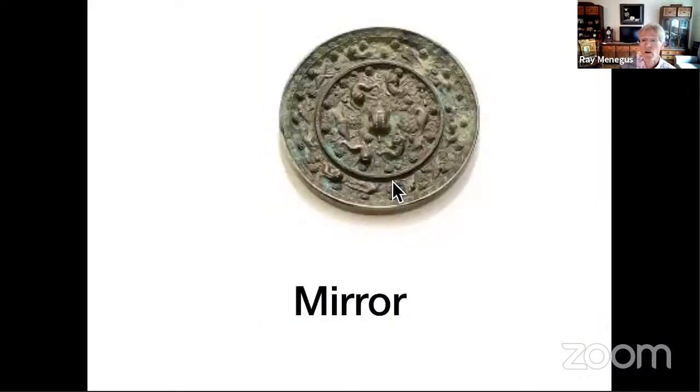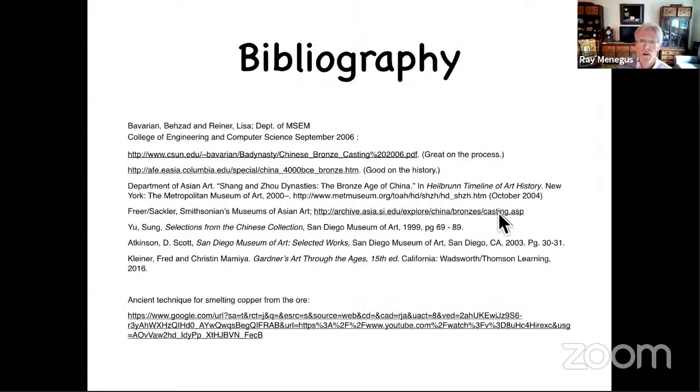So here's an example of our mirror. And again, the mirror surface is on the back side. It's on the side that we don't see. And remember that the increased lead content would have been used for the mirrors.